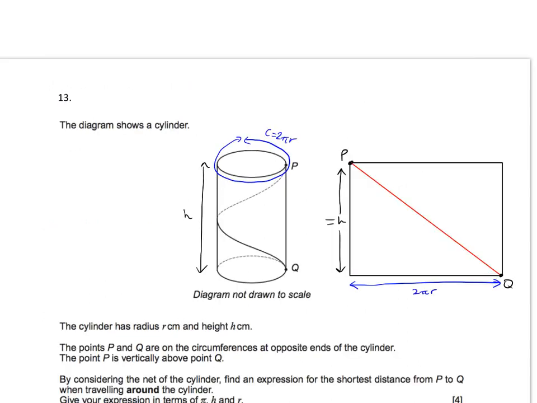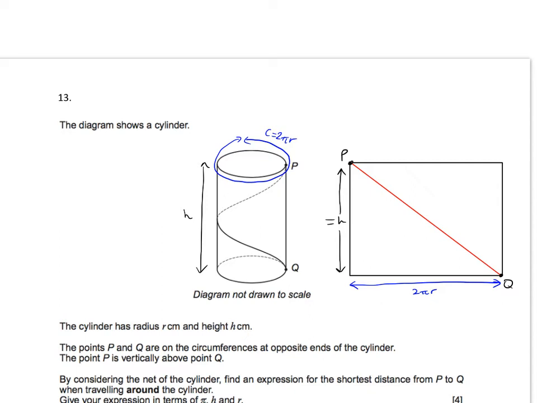Okay, this question is a very hard question, and you should be finding this really, really tricky. It takes a lot of visualization of what's going on in the question. It says, the diagram shows a cylinder. It says the cylinder has radius r and height h. The points P and Q are on the circumference at opposite ends of the cylinder. The point V is vertically above point Q.